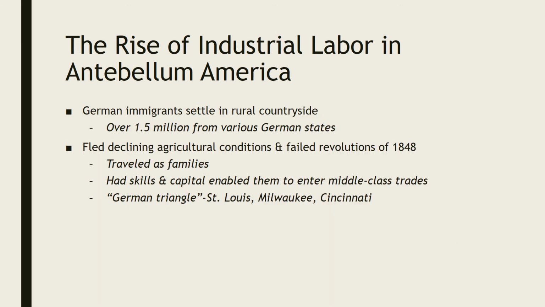Germans are going to be a little bit different in that they're going to largely settle in the rural countryside. Over 1.5 million are going to come from the various German states. There is no united Germany at this time, just independent principalities. They are going to be fleeing declining agricultural conditions and failed political revolutions of 1848. They generally tended to travel as families, and they usually had more money than the Irish, and that enabled them to really jump right into middle-class trades. They settled largely in what became known as the German Triangle of St. Louis, Milwaukee, and Cincinnati.